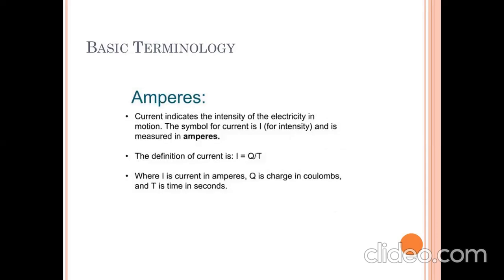The next term is ampere. So as we have seen, current indicates the intensity of the electricity in motion. The symbol of current for intensity is I and it is measured in ampere. Okay, so the unit of current is ampere. The definition of current is I is equal to Q upon T, where I is the current in amperes, Q is charge in coulombs, and T is time in seconds. So charge per time is defined as unit of current, that is amperes.